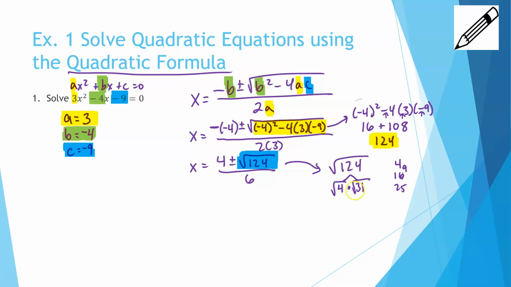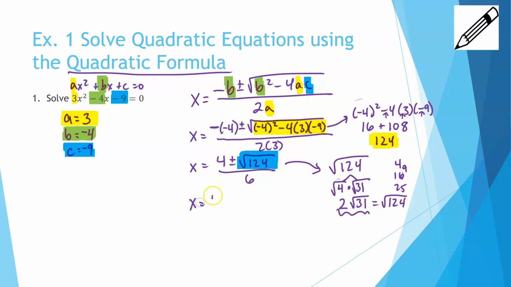Okay, 31 is a prime number, so I can't break that apart as another perfect square times something. The reason I do this is because I know that the square root of 4 is just 2, and I can't do anything with square root 31. So this means that 2 root 31 is the same as square root 124, but 2 times the square root of 31 is more simplified.